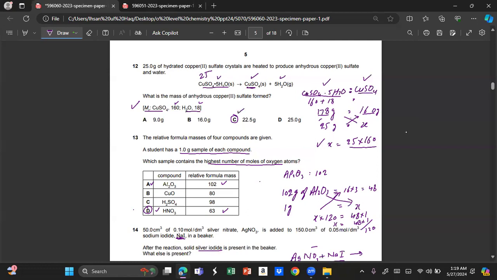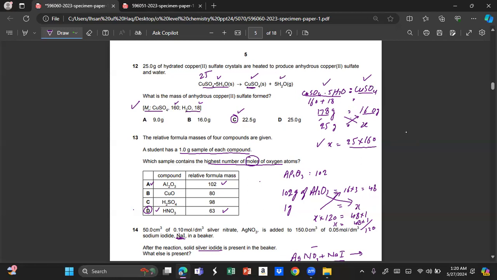Now move to question number 13. The relative formula masses of 4 compounds are given. The student has 1 gram sample of each compound. Which sample contains the highest number of moles of oxygen? If we see this, 1 mole of Al2O3 has 3 moles of oxygen. 1 mole of CuO has 1 mole of oxygen atom. 1 mole of H2SO4 has 4 moles of oxygen atoms. 1 mole of HNO3 has 3 moles of oxygen atoms.